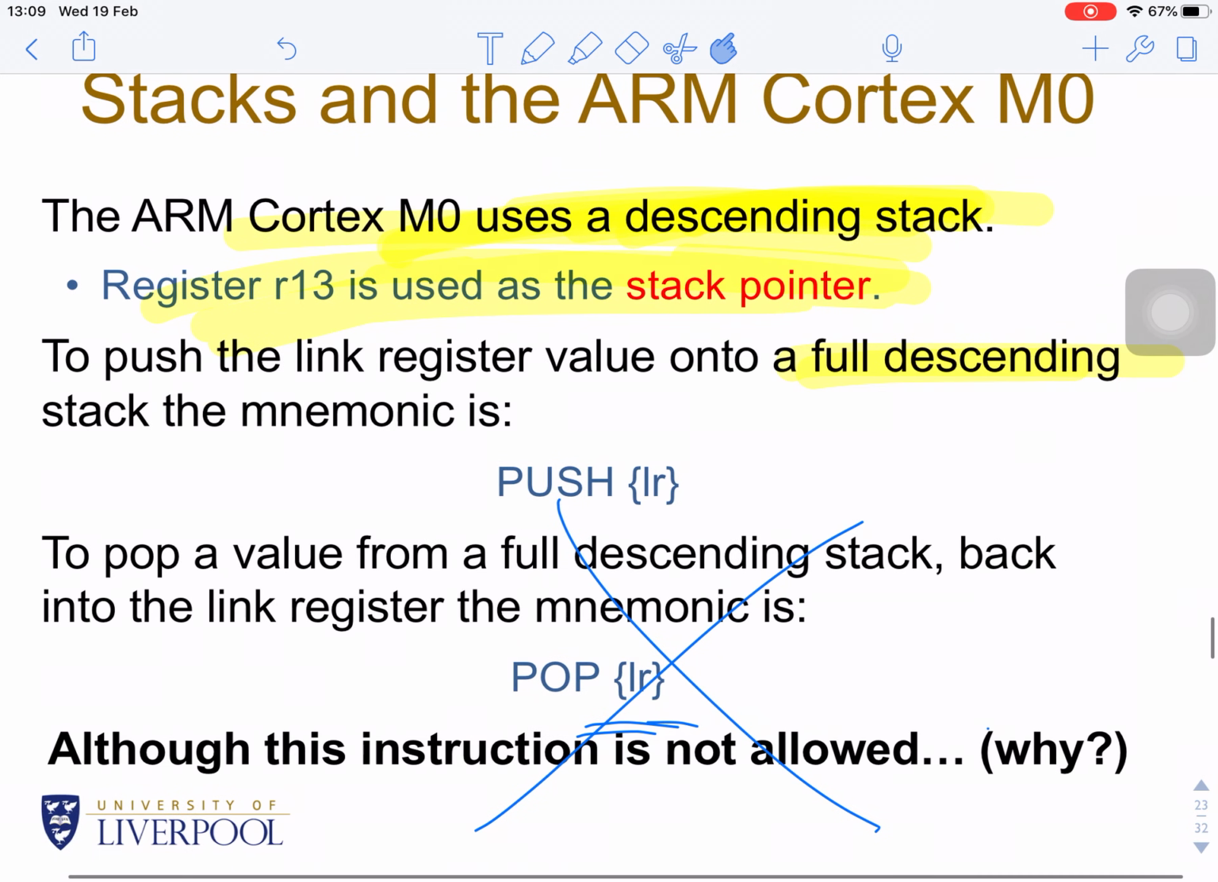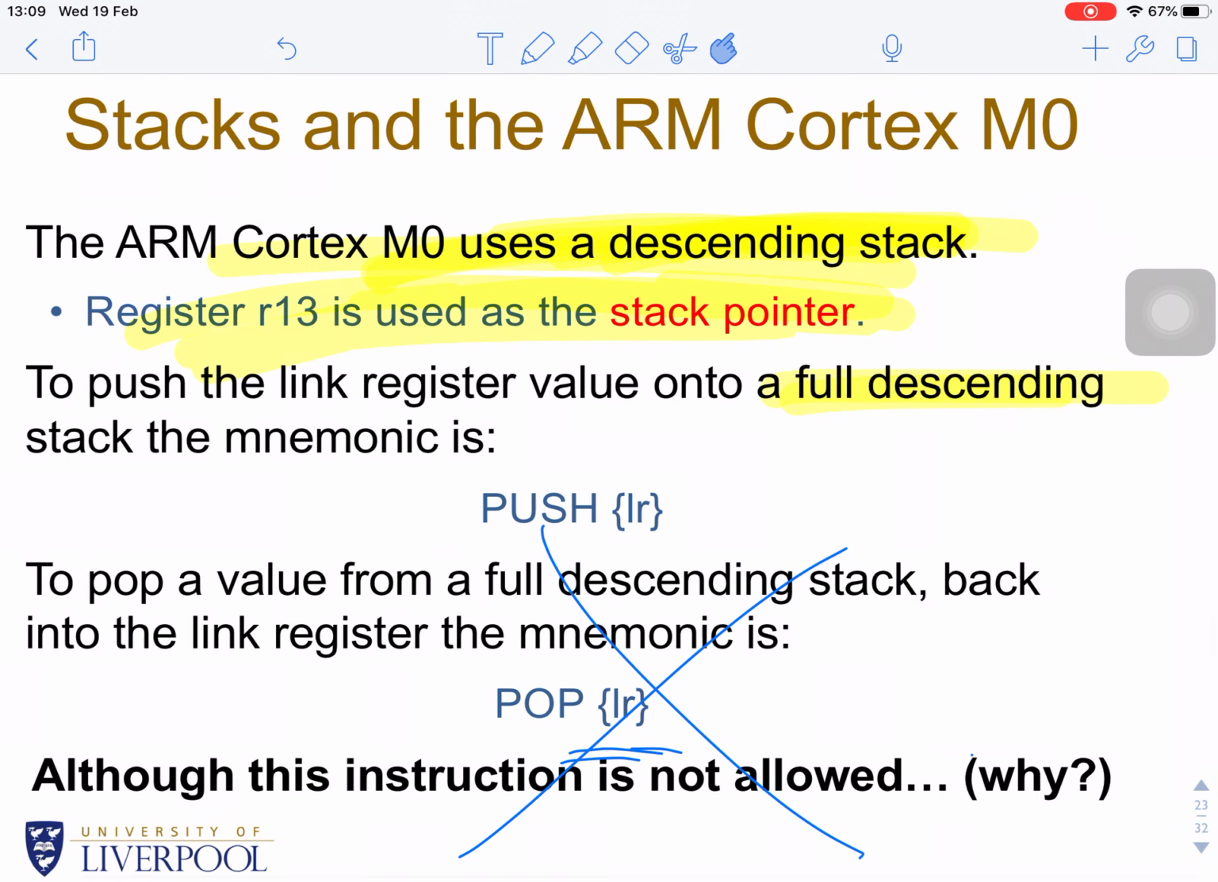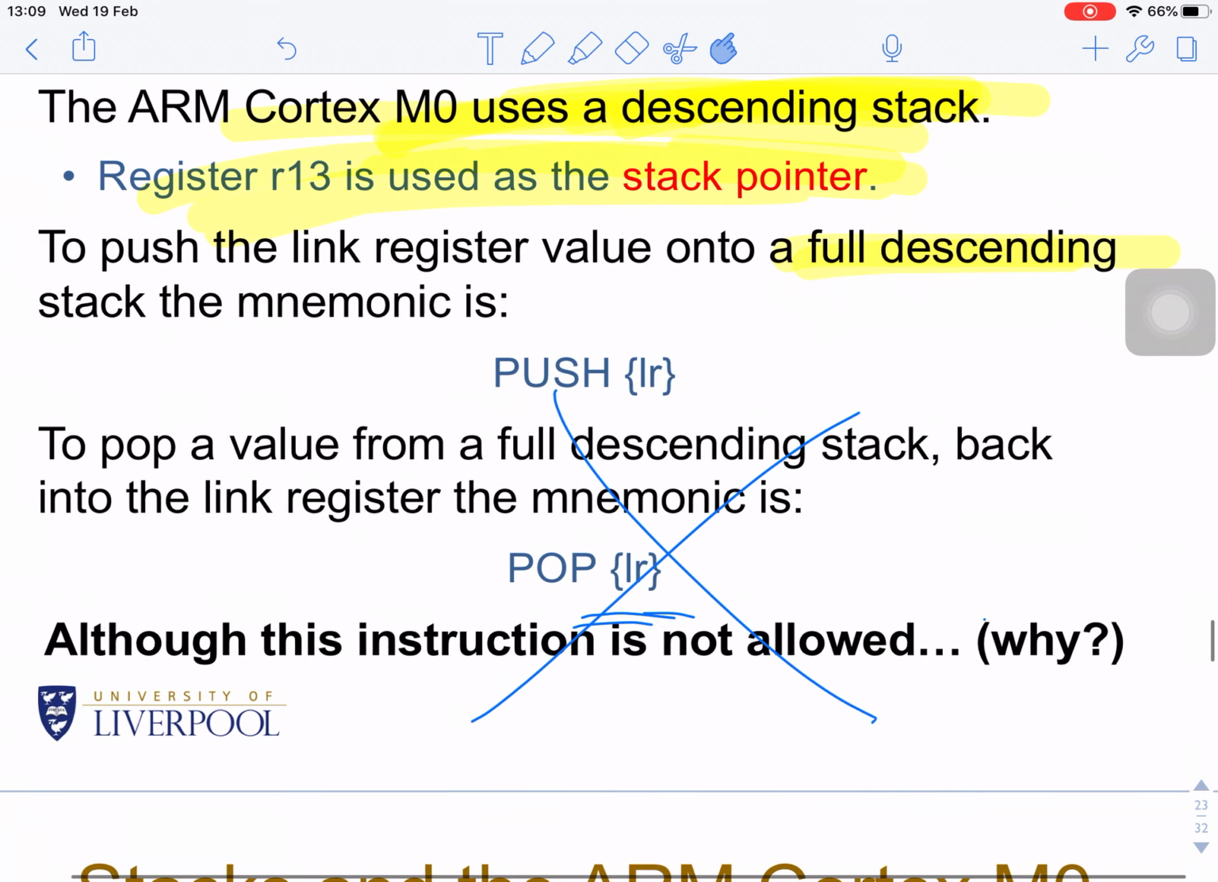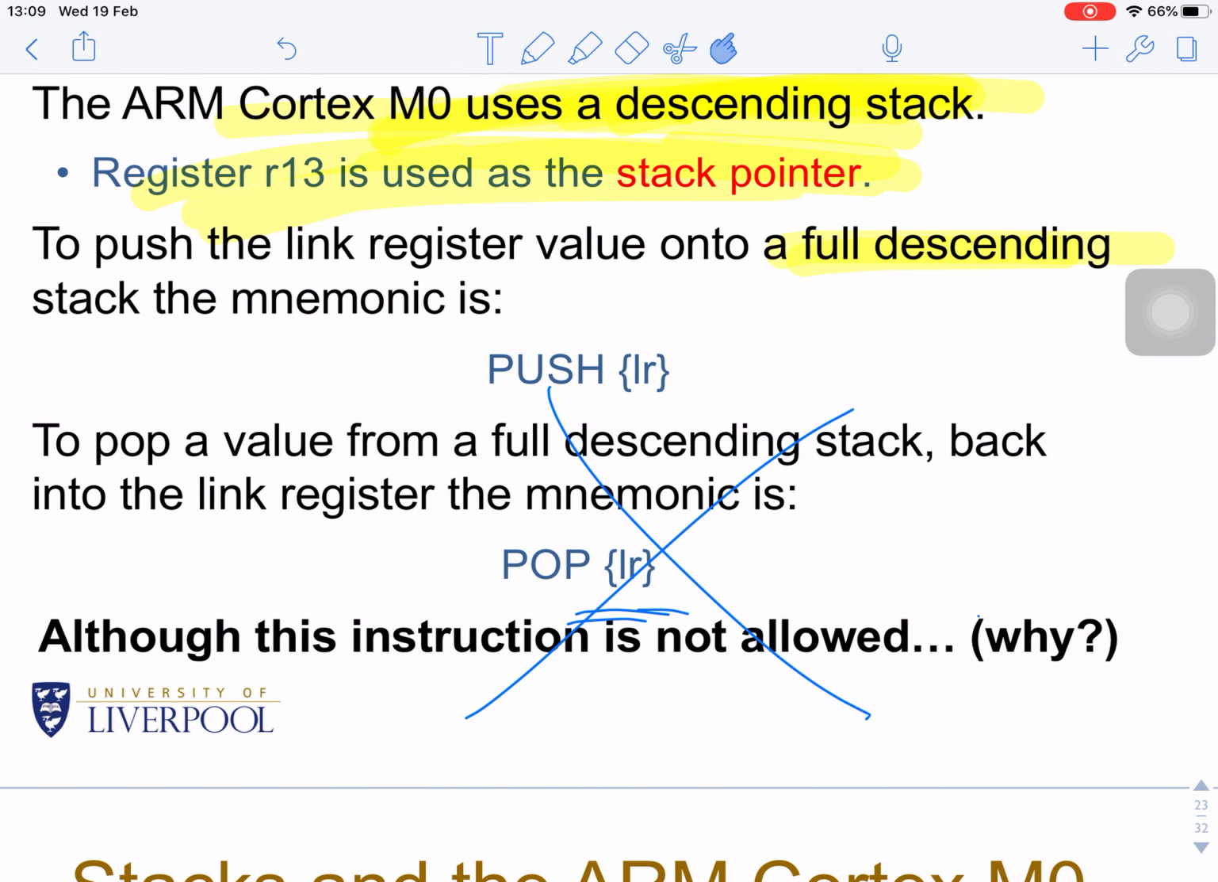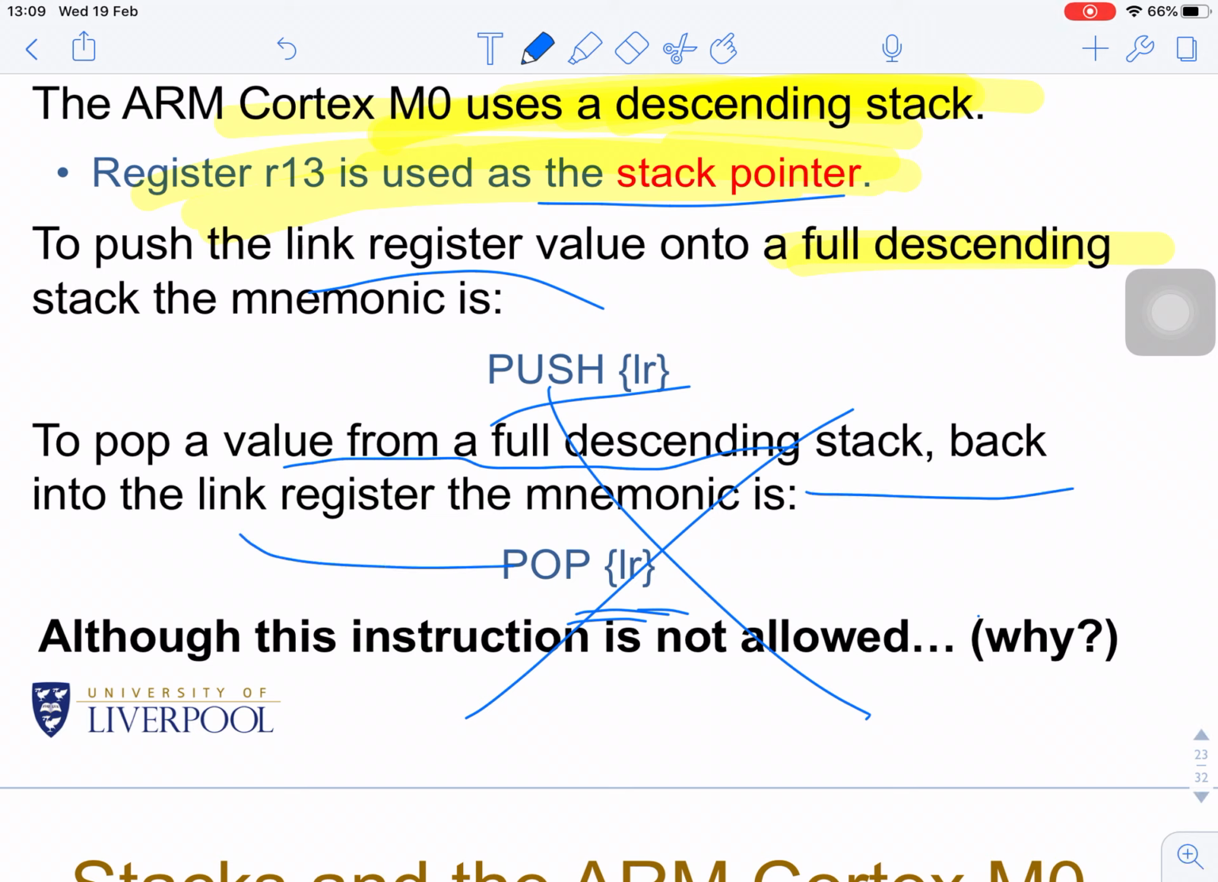And the stacks in the ARM Cortex M0. The ARM Cortex M0 uses the full descending stack. The register R13 is used as the stack pointer. To push the link register onto a full descending stack, the mnemonic is push LR. To pop the value from a full descending stack back into the link register, the mnemonic is pop LR.